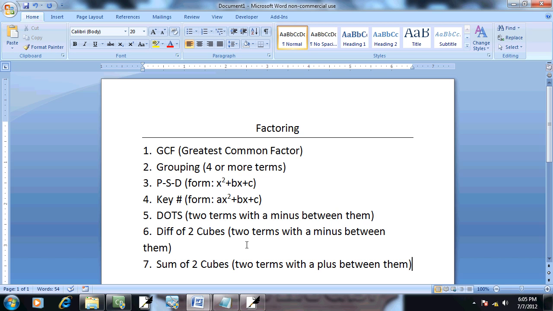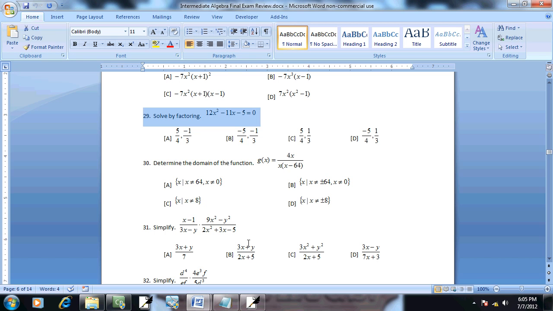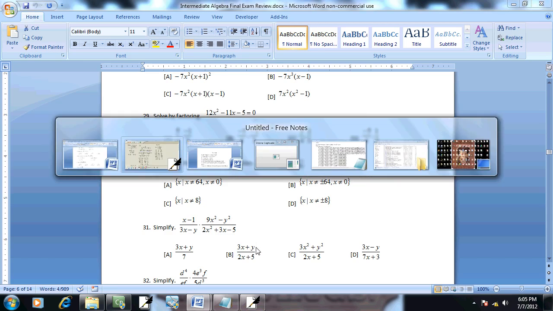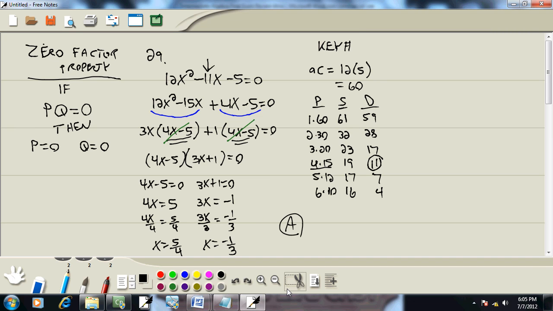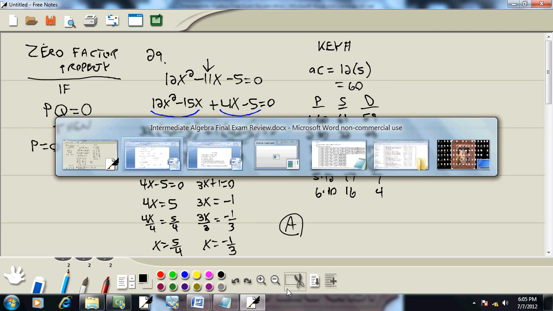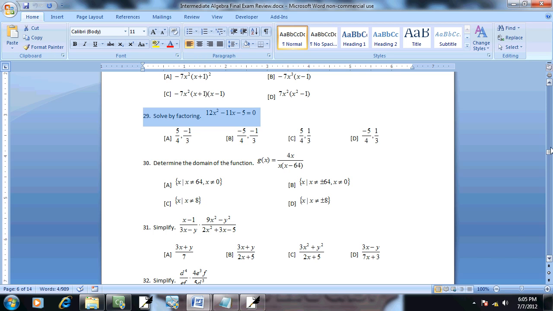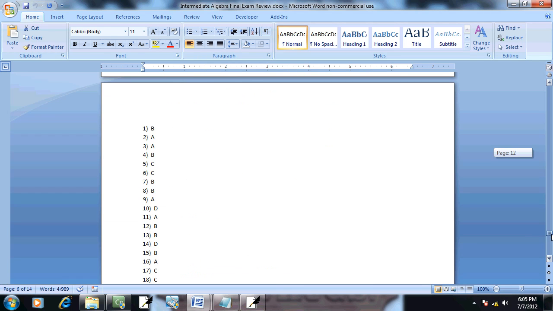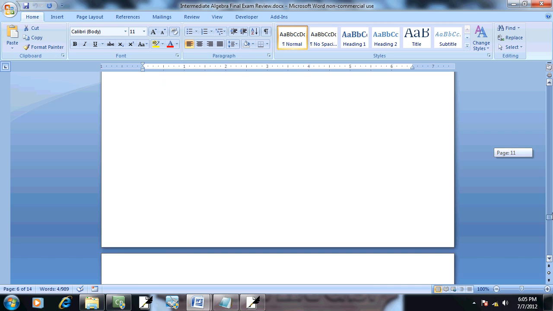So our answer is 5/4, negative 1/3. Looks like A. So 29A. And that checks.